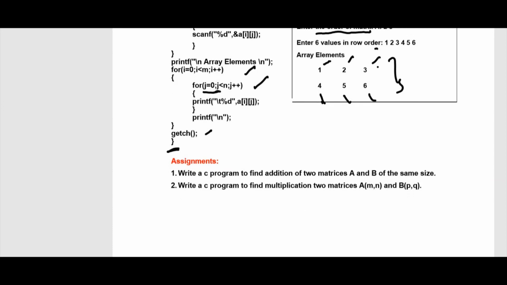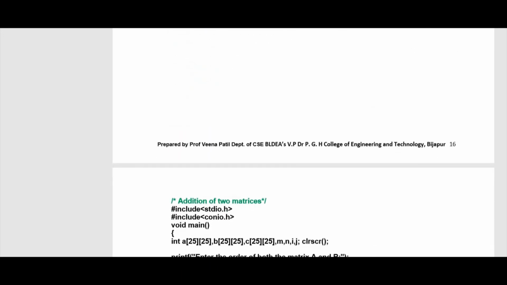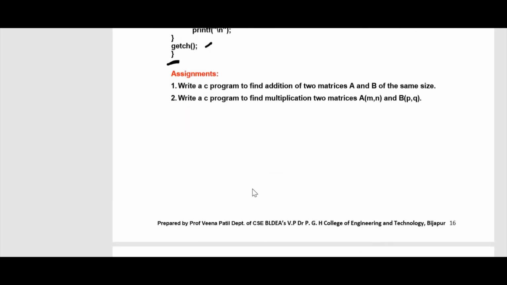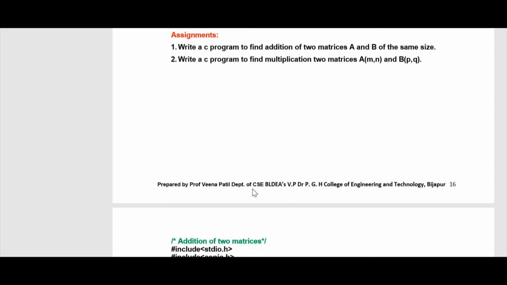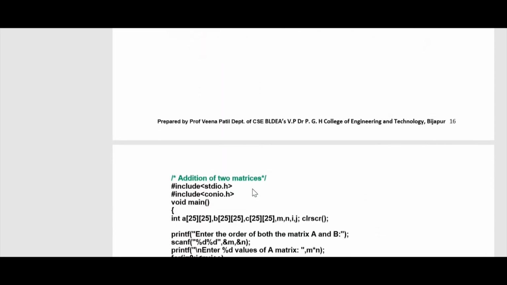Now some of the assignment questions are given here. Write a C program to find the addition of two matrices A and B of the same size. Write a C program to find the multiplication of two matrices A of m,n and B of p,q. So we shall see that in the next class. Hope you have understood. So we shall see the two assignments in the next class. Thank you.